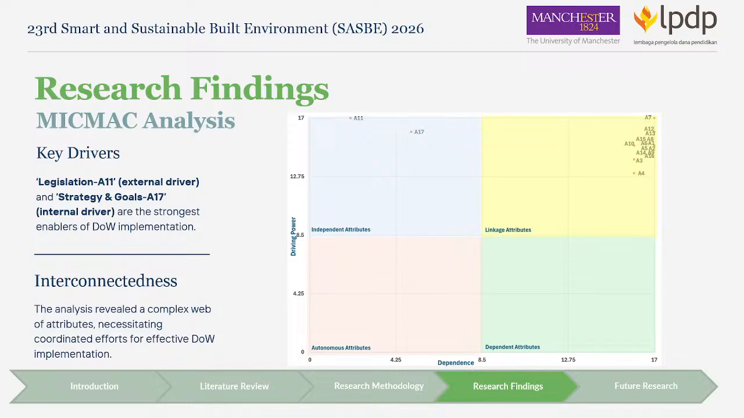This is the key driver that we found based on the ISM levels. This is also based on the MICMAC analysis, with the same result in this quadrant. The legislation and the strategy from the company, so the external factor from government, for example legislation, and the internal factor from the strategy and vision, should be the priority in the implementation of design out waste. They are the independent attributes, and the others are in the linkage category. This shows that the process is very complex, so future research about these attributes is needed.